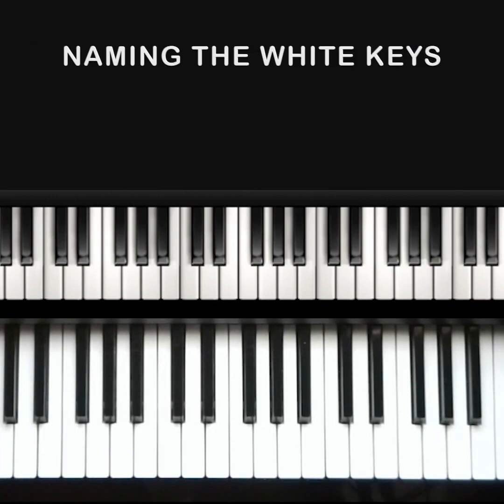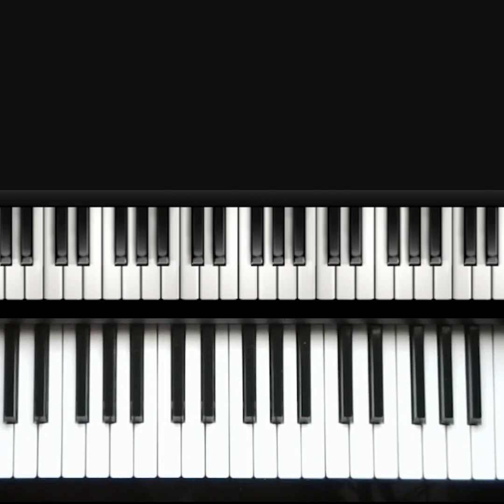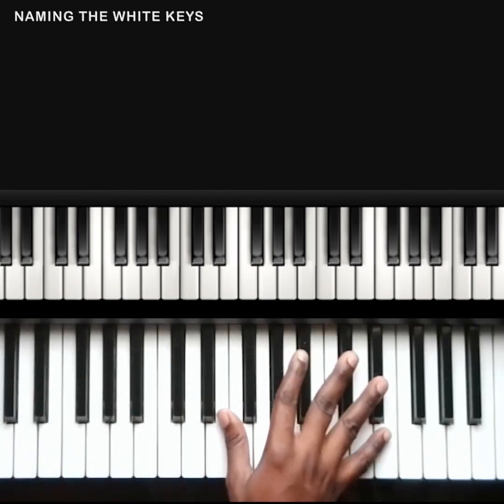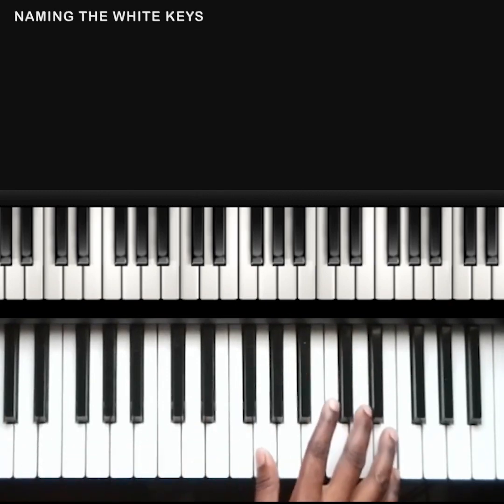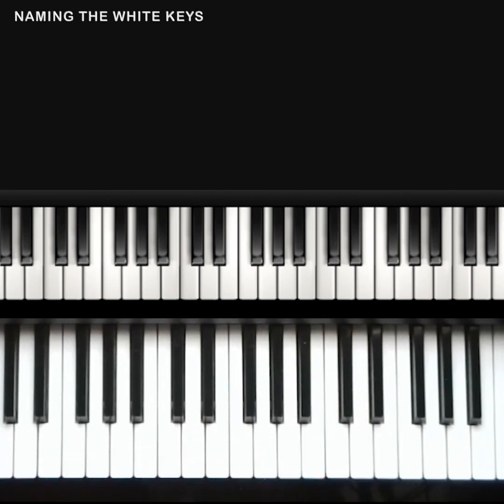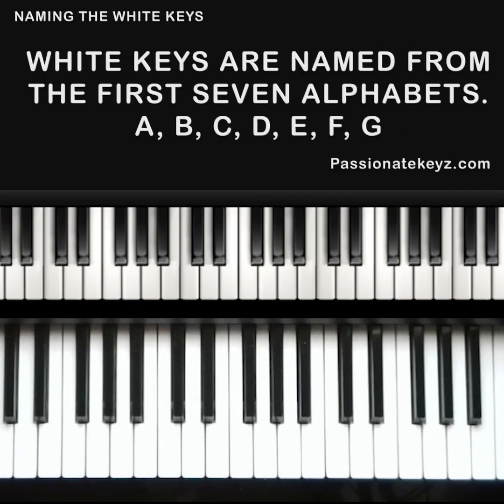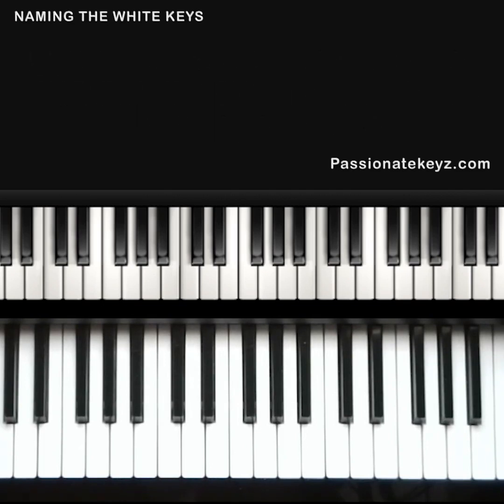Today, we will be discussing the naming of the white keys on the piano keyboard. Understanding the basics of the piano keyboard is very essential for anyone who wants to learn how to play the piano. So, the piano basically consists of both black and white keys. The white keys are named after the first seven letters of the alphabet. That is A, B, C, D, E, F, and G. These letters represent the musical notes that we use in music.